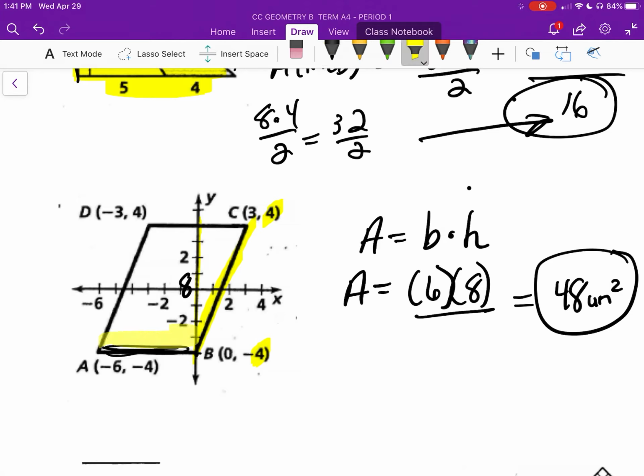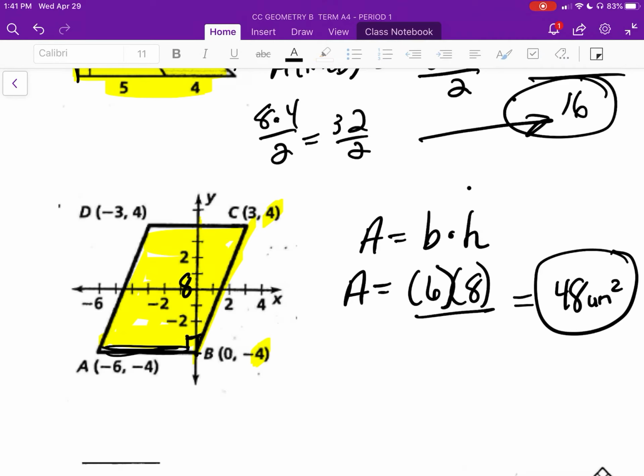And so this shape, it is a parallelogram. We can't find its area unless we have a perpendicular line to the base, and this perpendicular here is, in this case, the y-axis. All right, so that's using the area formulas of the triangle and the parallelogram.